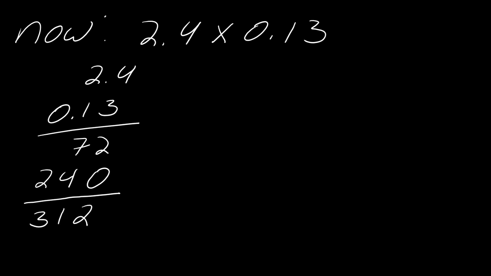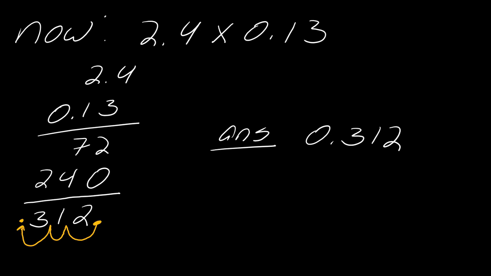Okay, now here's the part that is for the decimals. What you do at this point is count how many decimal spaces there are. Here is 1, 2, 3. However many decimal spaces there are, you set up an invisible decimal here and move the decimal that many places to the left. 1, 2, 3. There's where the decimal is going to go. So our answer is 0.312.